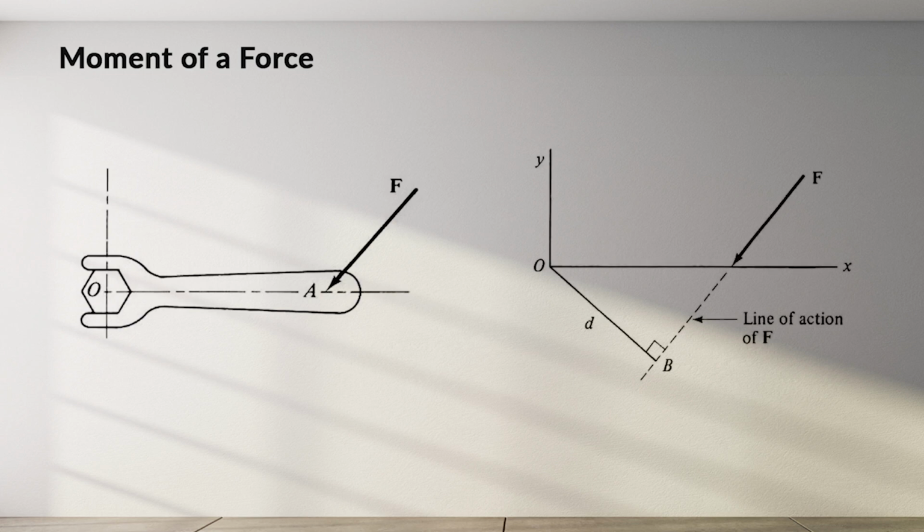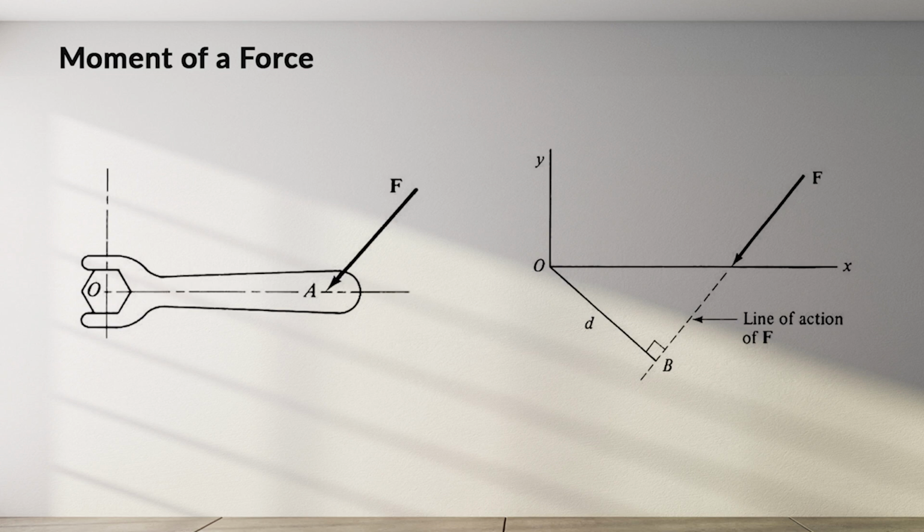The moment of a force about an axis is defined as the product of the force and the perpendicular distance from the line of action of the force to that axis. With forces in a plane, the moment of a force about a point is understood to mean the moment about an axis perpendicular to the plane at that point.